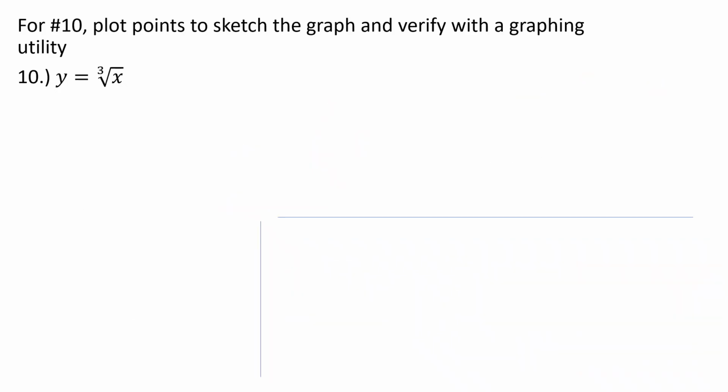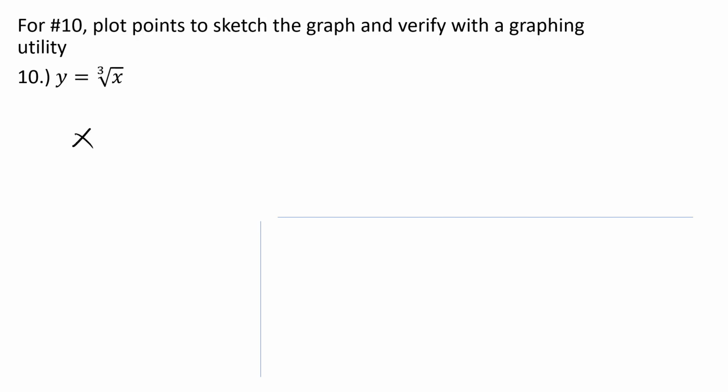Last but not least, plot points to sketch the graph and verify with a graphing utility. So I did mention in the lesson, we really focus on square roots here. Those are the most common kinds of radical functions that you would have to graph, but that doesn't mean you might not see some other ones. So we're going to plot some points.